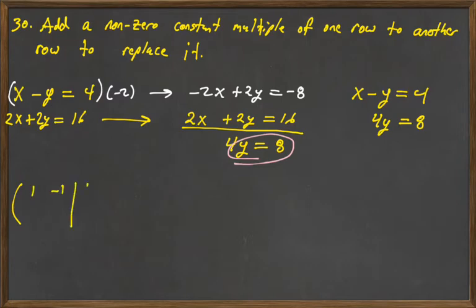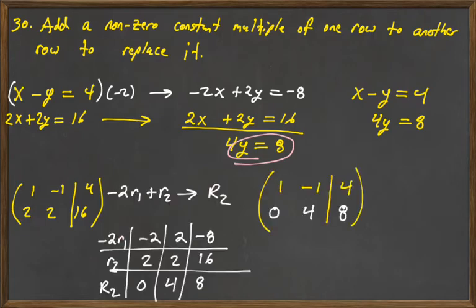So here's what it looks like with an augmented matrix. So we have 1, minus 1, 4, 2, 2, 16. And so what we're going to do is we're going to make a 0 right here. That's in column 1, so you're going to use row 1. The opposite of 2 is negative 2. So we're going to do negative 2, and we're using row 1.